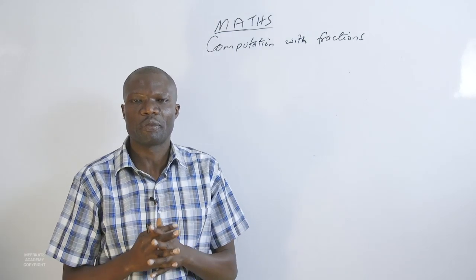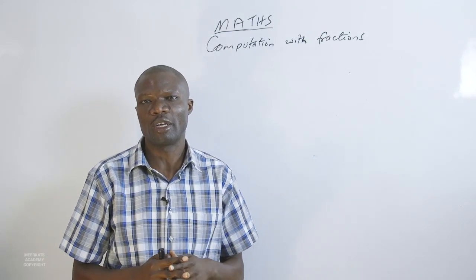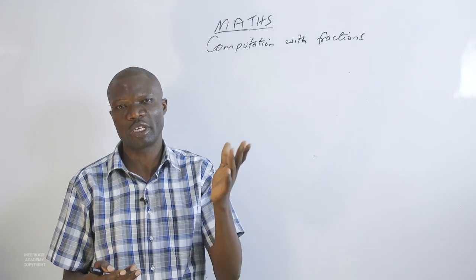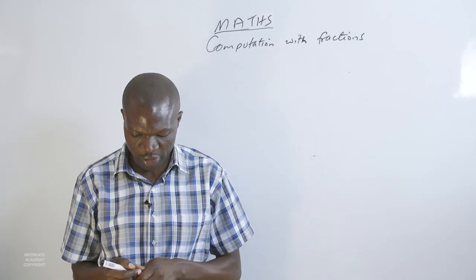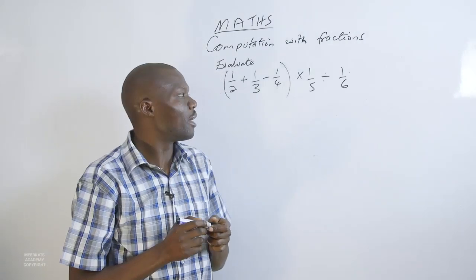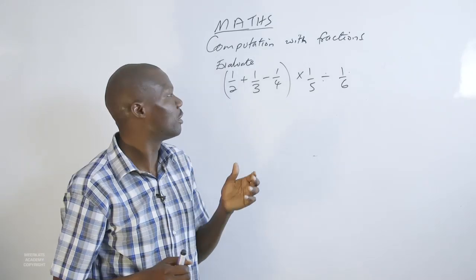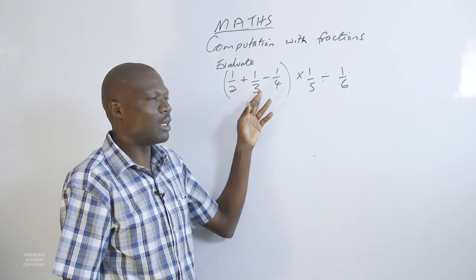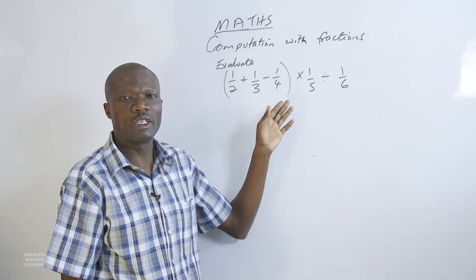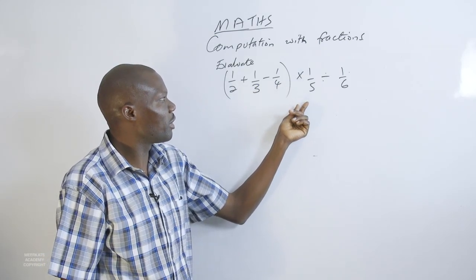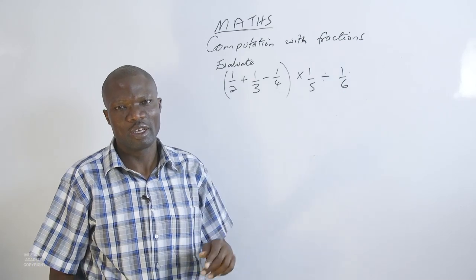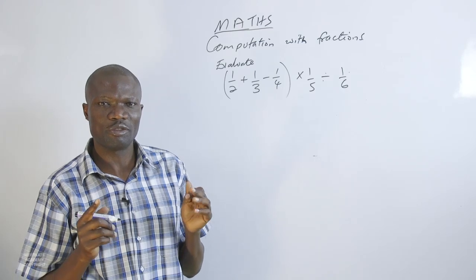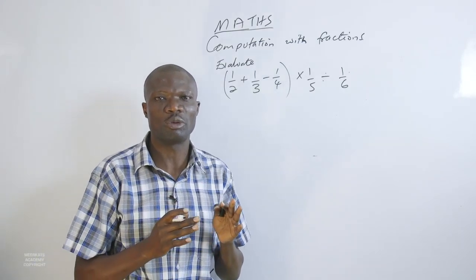Sometimes when dealing with fractions, we involve brackets and a mixture of operations, where we have addition, subtraction, and even division. I want us to evaluate this problem. We are to evaluate 1 over 2 plus 1 over 3 minus 1 over 4, close the bracket, multiplied by a 5th, divided by a 6th. So the order of operation is very important, and that is what we are going to observe.